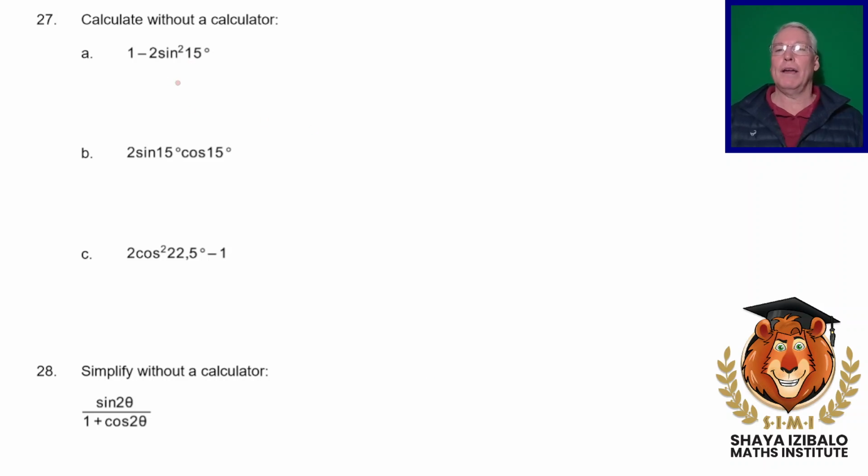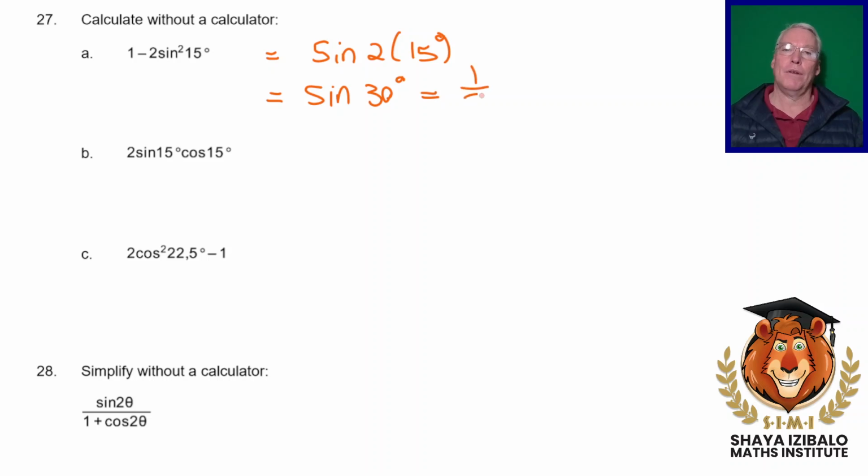Okay, so 1 minus 2 sine squared, well, that's exactly sine of 2 lots of 15. Sine of 2 lots of 15 is sine of 30, and sine of 30 is a special angle. Sine of 30 degrees is a half.